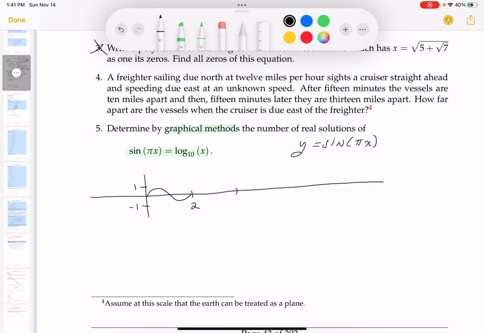So 2, 4, 6, 8, 10. So I get, yeah, I'm not saying I'm doing a great job drawing this in, but sort of, it's really kind of crappy looking. I know that.